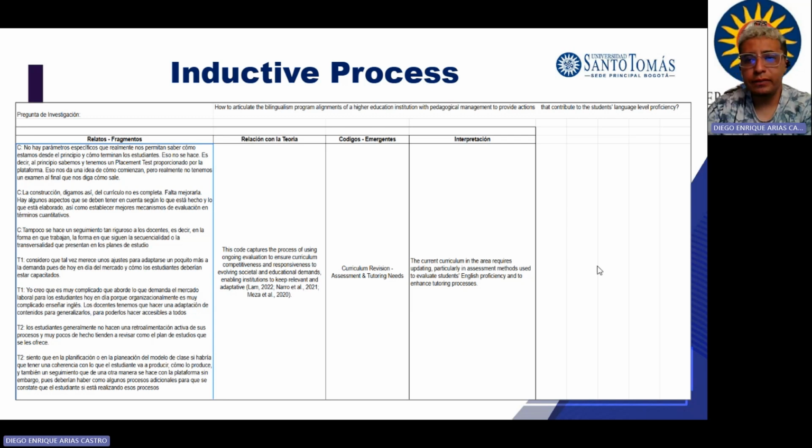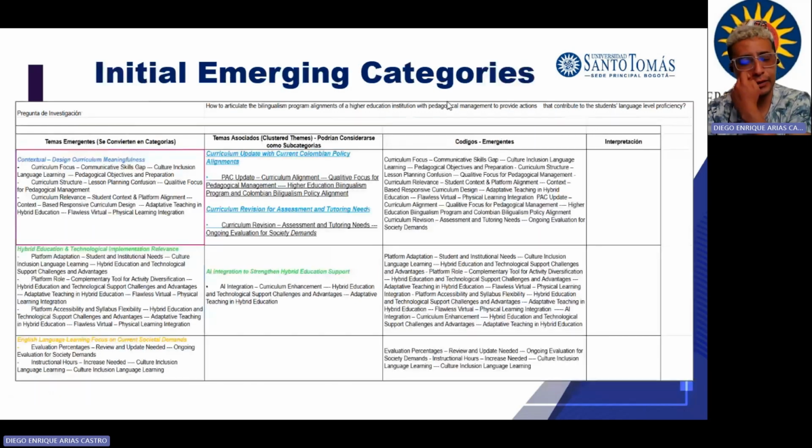After having done both the deductive and the inductive processes, we got initial emerging categories, basically three categories as you can observe in this chart. It's important to mention that these categories are just initial. They can change when we finish checking all the data that we have so far. For example, at this moment, we just have contextual design meaningfulness, hybrid education and implementation relevance, and English language learning for current societal demands. These are the initial categories that we have.